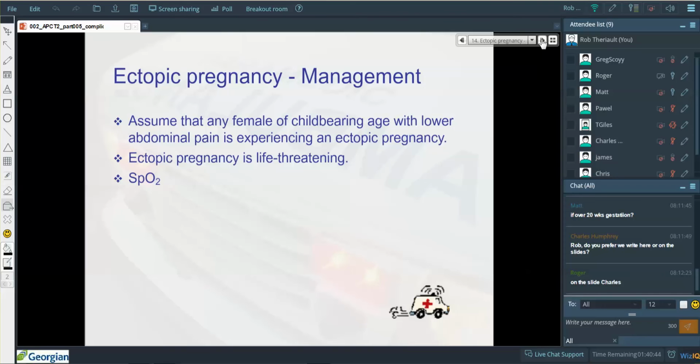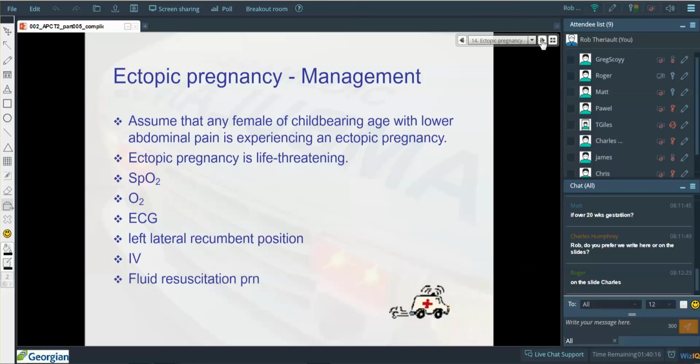So we monitor SpO2, although it's important to remember that if there's bleeding, the SpO2 may be falsely high, maybe 100%, when their oxygen carrying capacity is reduced. O2 by nasal prongs is reasonable. ECG, left lateral recumbent, although these pregnancies are usually early on in the first trimester, so vena cava hypotension is not usually an issue. IV access and fluid resuscitation PRN, and transport to the hospital.